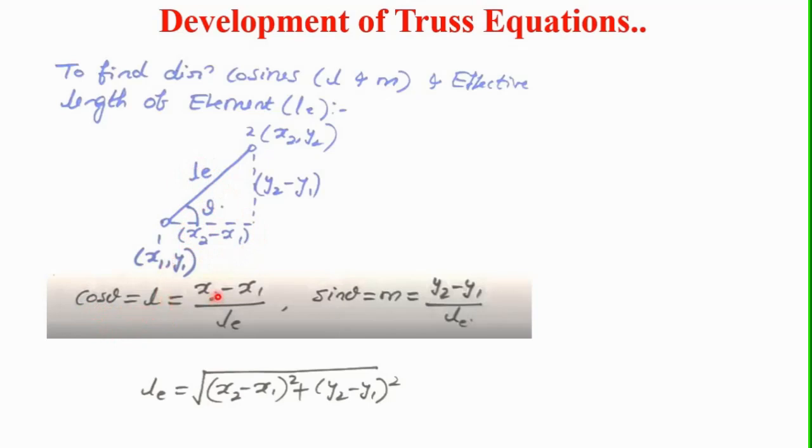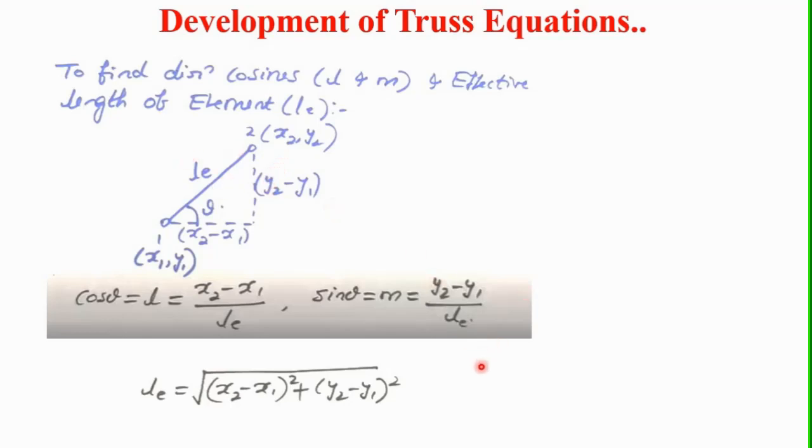Cos(theta) is equal to (x2 minus x1) divided by Le. And sin(theta), from this triangle, is equal to (y2 minus y1) divided by Le. But sin(theta) is equal to m, so sin(theta), which is small m, is equal to (y2 minus y1) divided by Le.